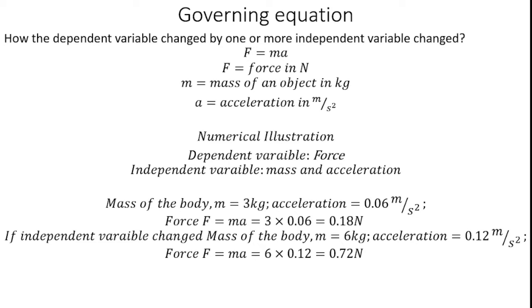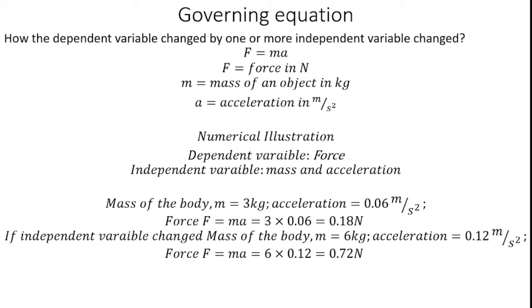Here in the numerical illustration, the dependent variable is force and the independent variables are mass and acceleration. Here I want to identify the force. The mass of the body, m, is equal to 3 kg and acceleration is equal to 0.06 meter per second square, so from these two values I can get force F is equal to ma is equal to 3 into 0.06 is equal to 0.18 Newton.